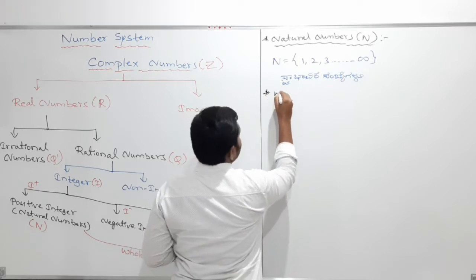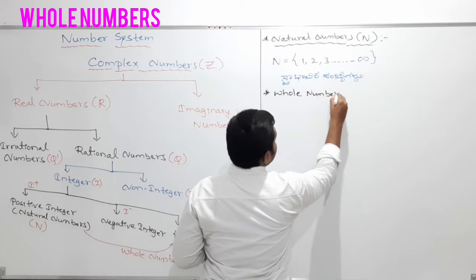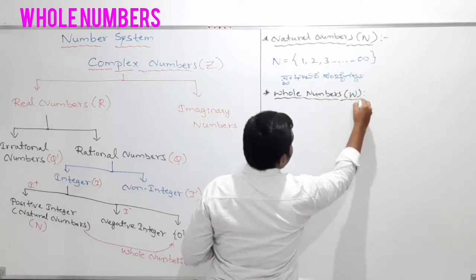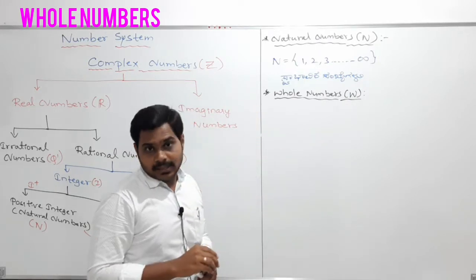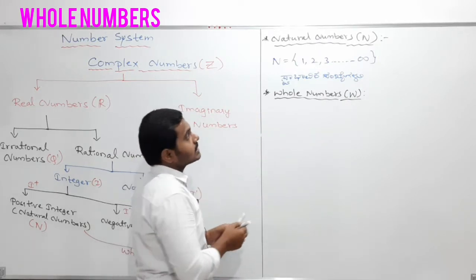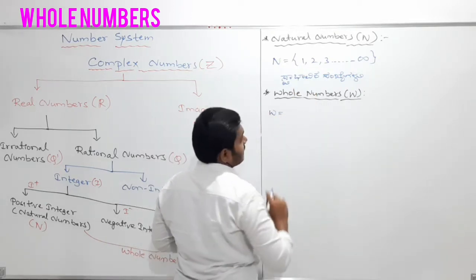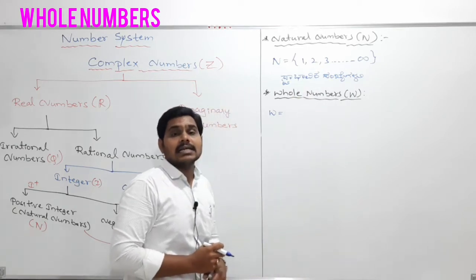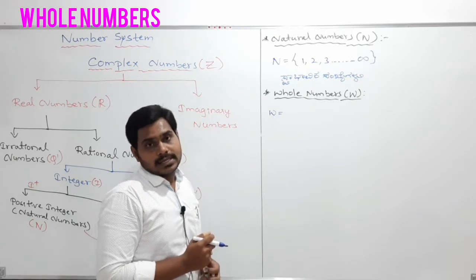So next here it is whole numbers. So whole numbers means what? Whole numbers means you can use the symbol W. So whole numbers means to the natural numbers, if you add 0, then that we can call it as whole numbers. So I think in Kannada we can call it as purna sankhyegalu.